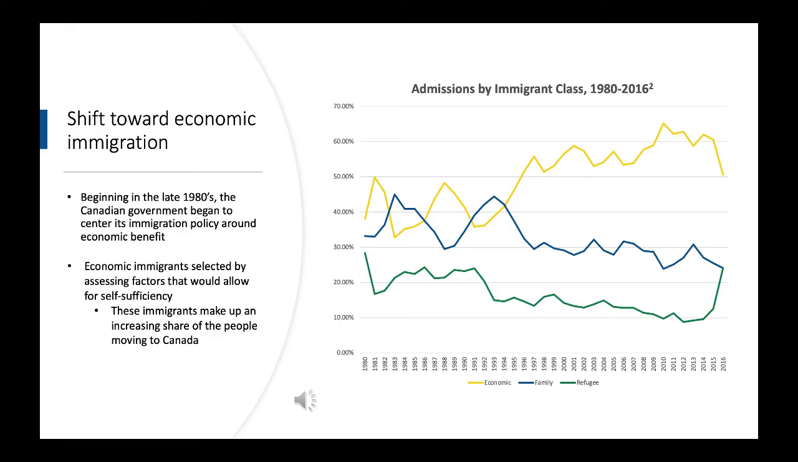This led to a large trend for economic immigrants to settle in large cities, causing a drop in a number of immigrants settling in the prairie provinces. This trend gave way to the creation of the Provincial Nominee Program, which allowed provinces to nominate immigrants that met the economic needs of that province.